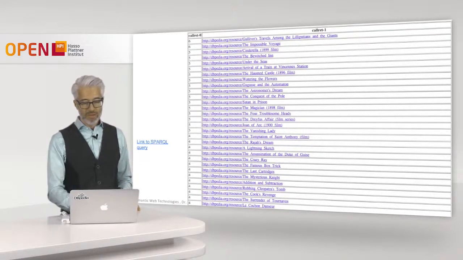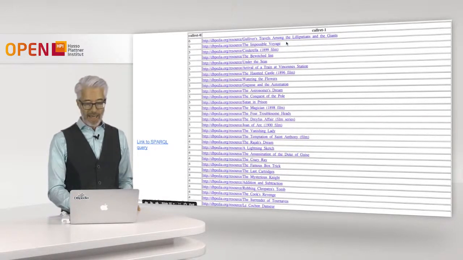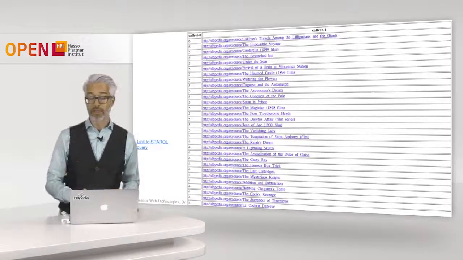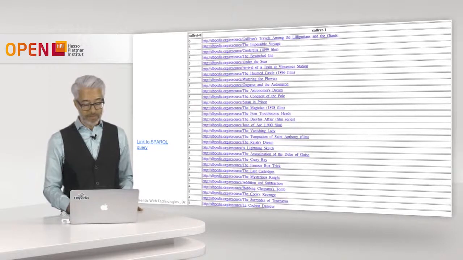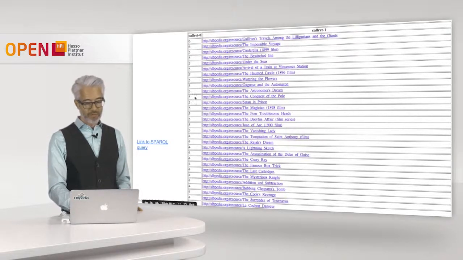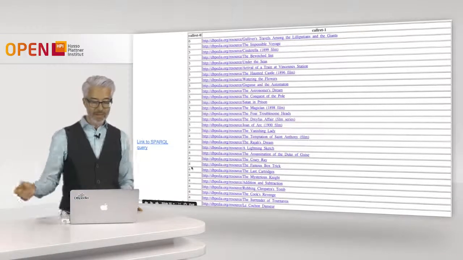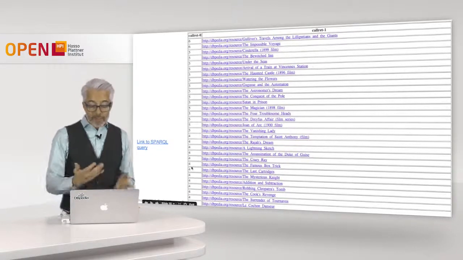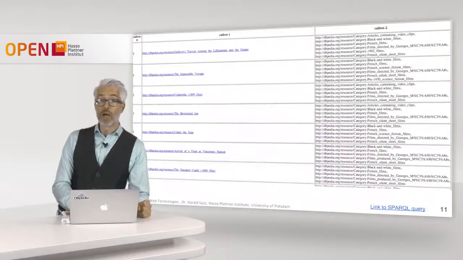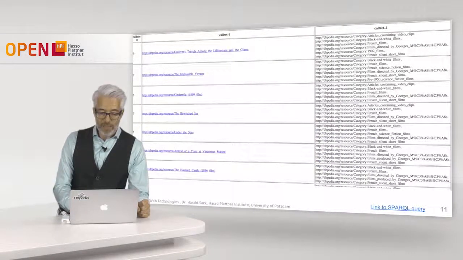And this would be The Impossible Voyage and Gulliver's Travels Among the Lilliputians and the Giants. Yeah, which are also 2 kind of fantasy or science fiction movies, and possibly these are some good recommendations. And then you see here in decreasing order other recommendations which share 5, 4, and even fewer categories. So this is quite interesting. But of course we probably want to know why these movies have been recommended.